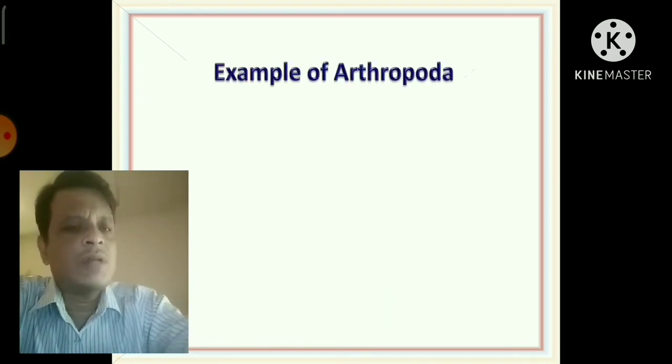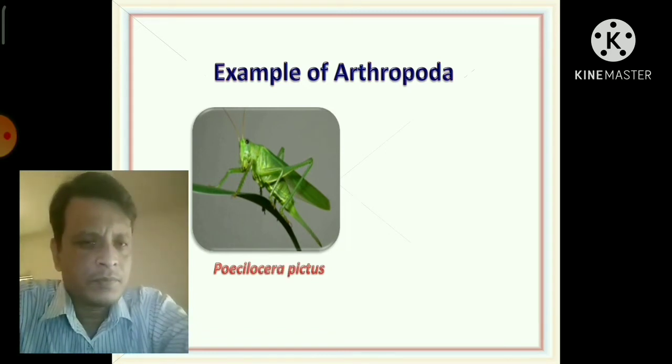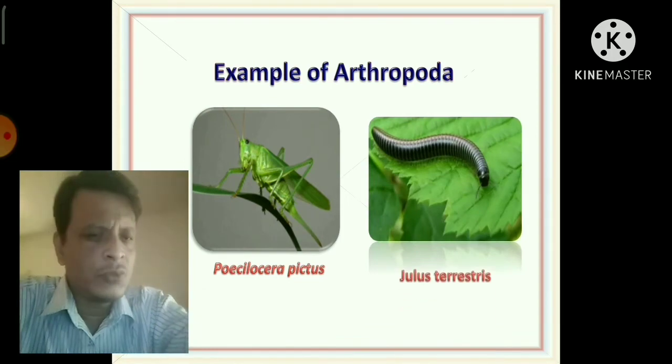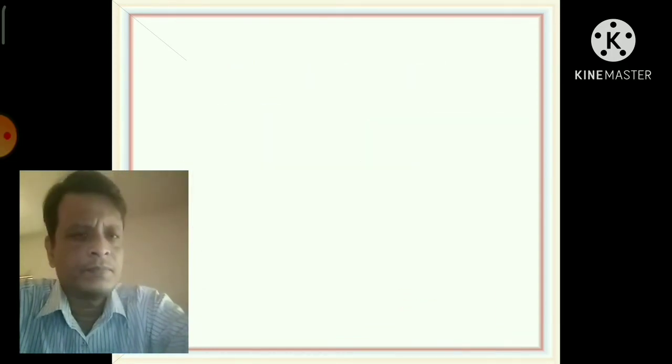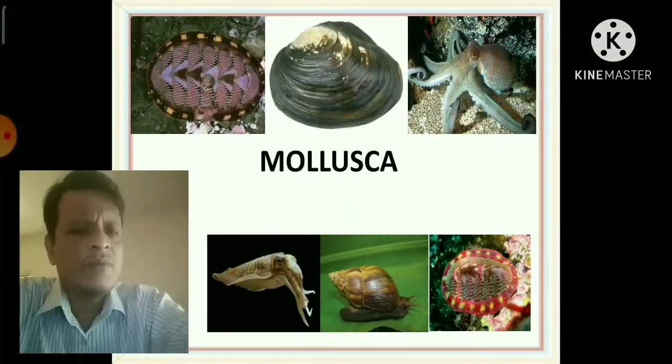Now the examples of the Arthropoda are Poecilocera pictus and Julus terrestris. Now let's discuss another non-chordate phylum, that is the Mollusca.